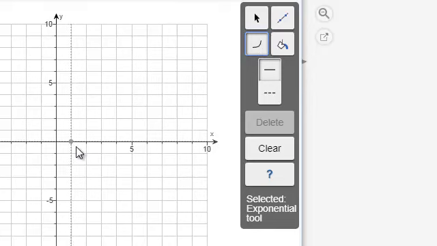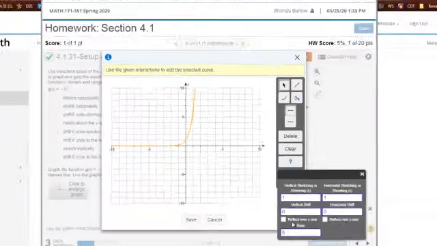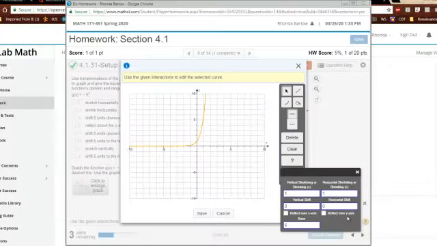Now, initially, it doesn't make any difference where I click on this screen. It's going to graph an exponential function. But this window down here pops up, and now I actually ask: is this guy vertical or horizontal stretching or shrinking? Is he vertical shifting, horizontal shifting? But look down here where it says reflect over the x-axis, reflect over the y.